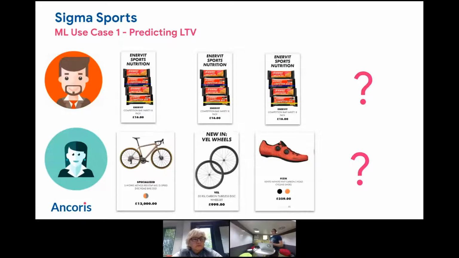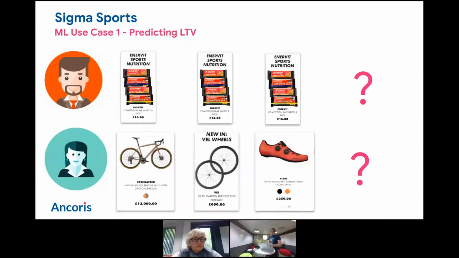So one of the things that we're looking at is, if we had this information, we want to build a model that will predict what the lifetime value of that customer will be. So what is the next purchase? Is it going to be high or low? And how long do we think they're going to be a customer for? And typically how much do we think they're going to spend over that period?